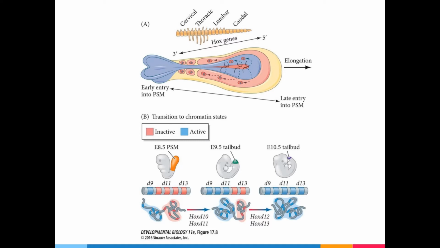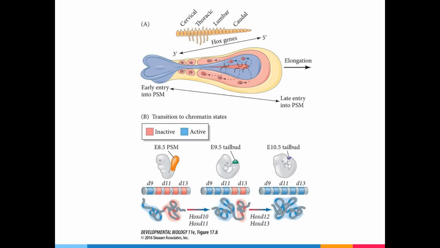That temporal and spatial pattern of expression is thought to be associated to changes in chromatin structure. The chromatin for Hox genes that are located at the 3' locations of the chromosome become euchromatic earlier in development compared to those Hox genes that are found closer to the 5' end of the chromosome. And this is illustrated in this figure.